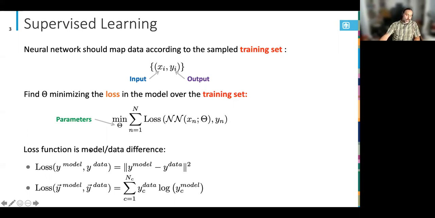All right, so the loss is just a function that defines the difference between the model and the data. And so we have a standard regression L2 loss and a cross entropy loss here that would be used in classification.